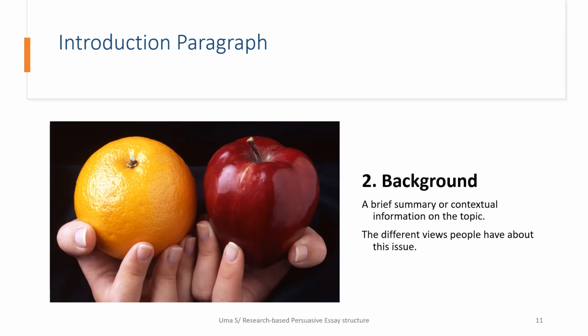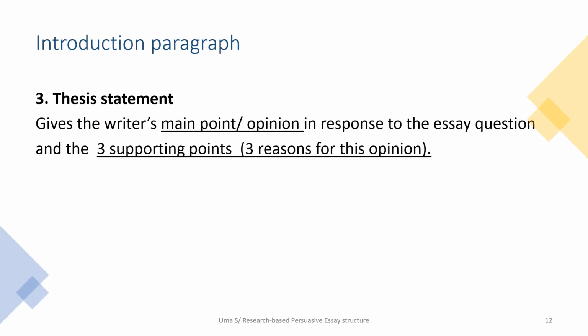The next thing that the introduction paragraph must have after the hook is a brief summary or background information on the topic. This will explain the controversies and ongoing debate on the topic, the different views that people have on the issue. The background may also tell the reader why the issue being discussed in the essay is important and why readers should care about this topic. The introduction paragraph ends with a clear, well-developed thesis, the writer's main point or opinion on the topic, and the 3 supporting points, the 3 reasons why the writer has this opinion.